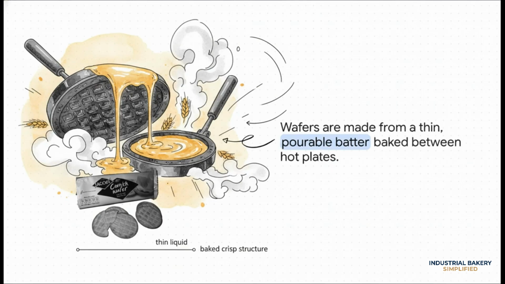And then you've got things that don't even begin their life as a dough. Wafers, for example, are made from a super thin, liquidy batter that gets poured between these really hot engraved plates. The structure here has nothing to do with gluten. It comes from the super fast cooking and drying process.